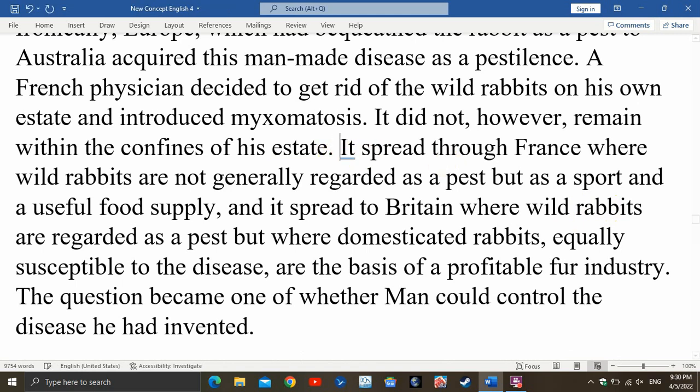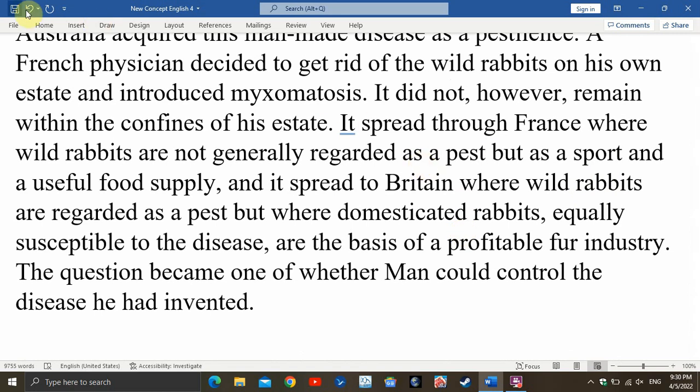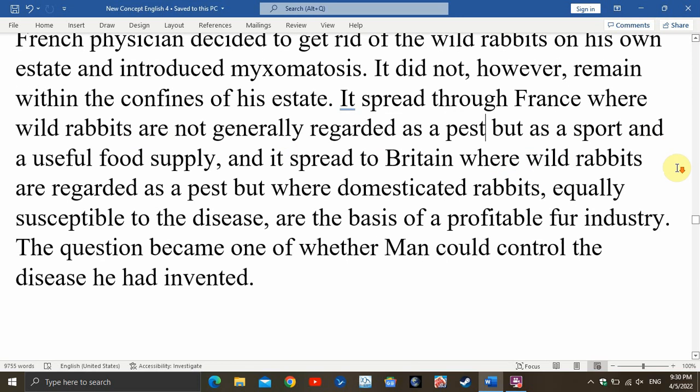It spread through France, where wild rabbits are not generally regarded as a pest, but as a sport and a useful food supply. And it spread to Britain, where wild rabbits are regarded as a pest, but where domesticated rabbits, equally susceptible to the disease, are the basis of a profitable fur industry. The question became one of whether man could control the disease he had invented.